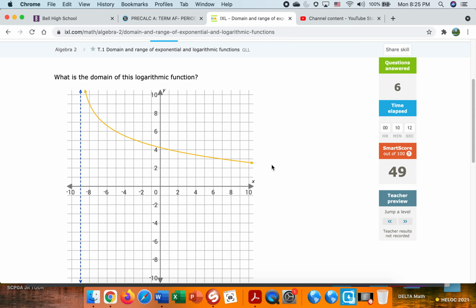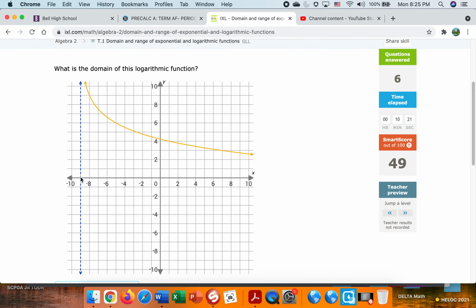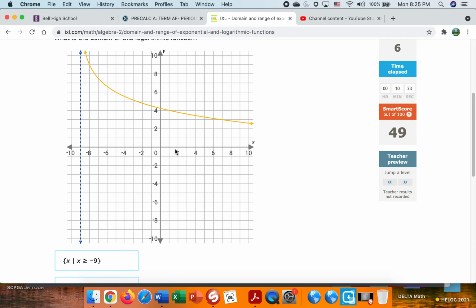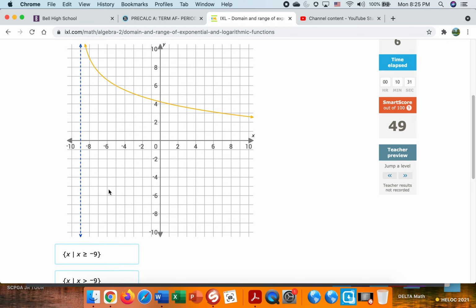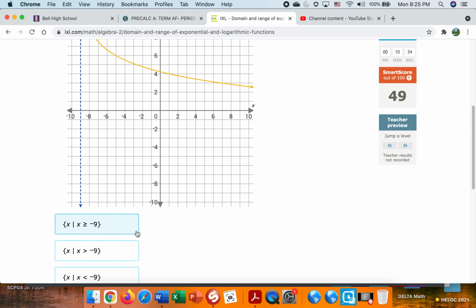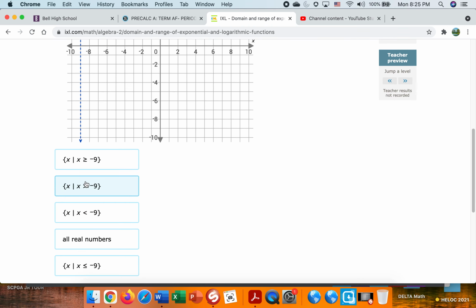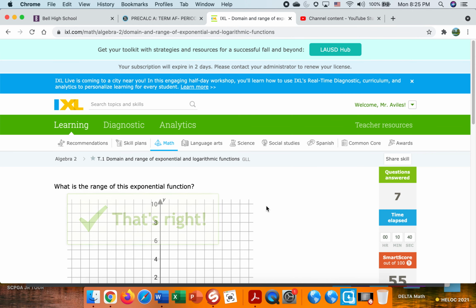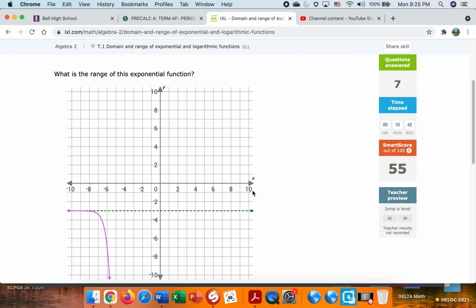All this arrow means it's going to keep going. So the domain is from -9, and anything greater than -9. So any value of x that is greater than negative 9, but it does not equal it, so it can't be that one. Greater than negative 9 is this one, but not equal to it. All right, one more.